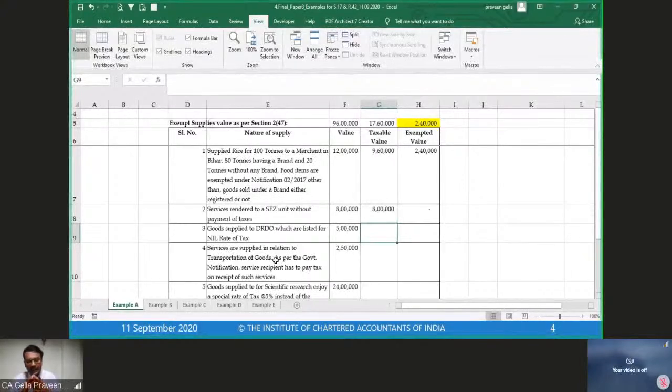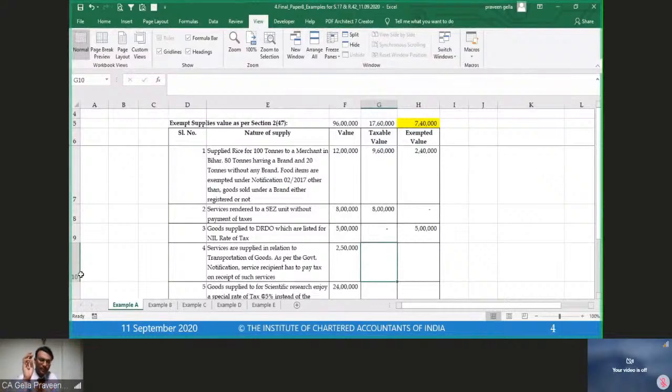Goods supplied to DRDO which are listed for nil rate of tax. Again, nil rate of tax falls in the definition of exempted value. So the entire 5 lakhs comes over here, 0 taxable value. Services supplied in relation to transportation of goods as per the government's notification: the service recipient has to pay tax on receipt of such service.